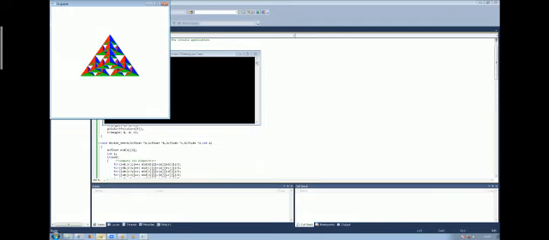Okay, and this is a very important topic from the theory part as well as from the lab part. So I hope you understood the concept.